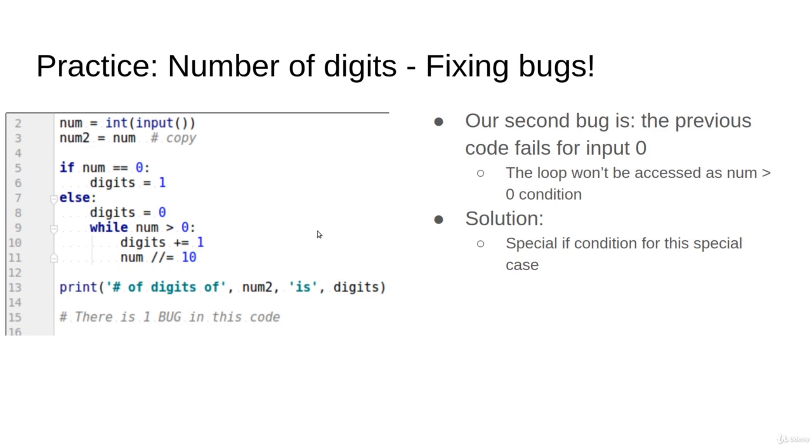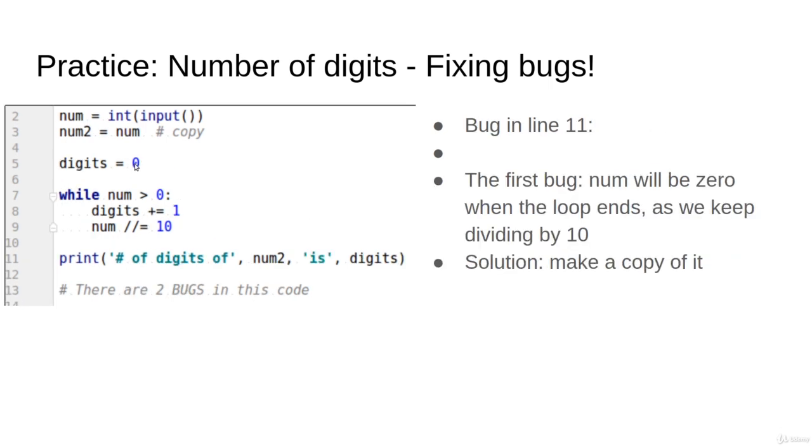The first bug here, or the second overall, is the 0. If we entered 0 for this input, the output should be that the number of digits of 0 is 1. But as this condition is "while number is greater than 0", this condition will never be activated. So the overall result will be 0 digits. You cannot say "while number is greater than or equal to 0", because it's going to loop forever. So you cannot do that.